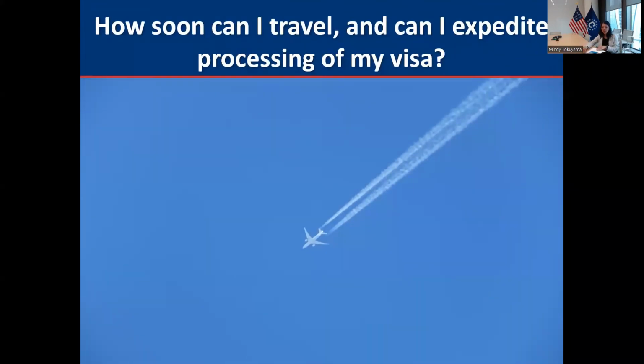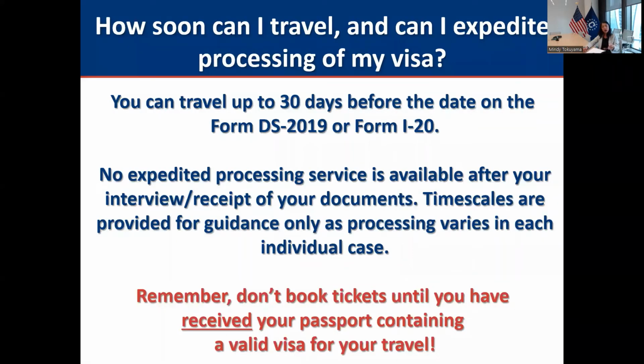So how soon can I travel and can I expedite processing of my visa? So second question, no, unfortunately, you cannot expedite your visa. And how soon you can travel for both J1 and F1s, you can travel up to 30 days before the date of your program, which is listed on your DS-2019 or your I-20. Again, we cannot expedite your visa, so it's wise to book the earliest available appointment to allow sufficient time to make arrangements.